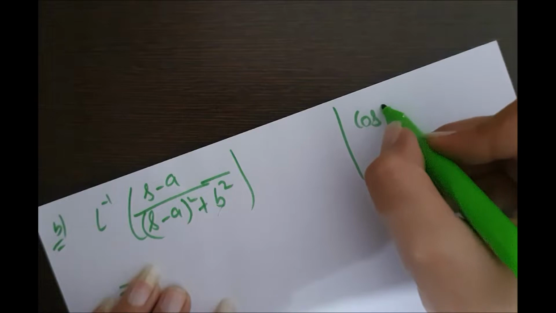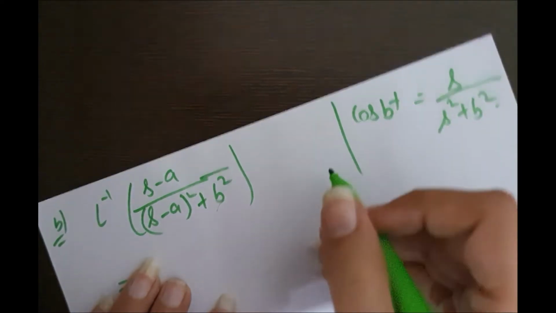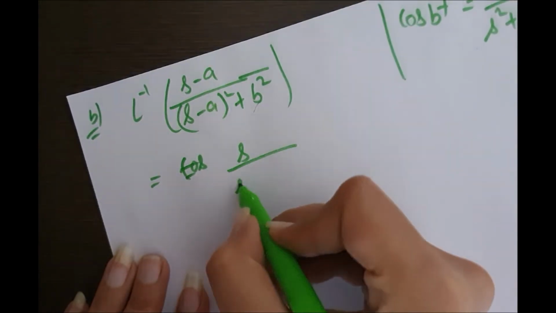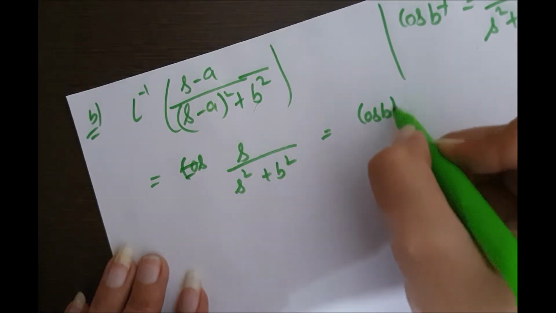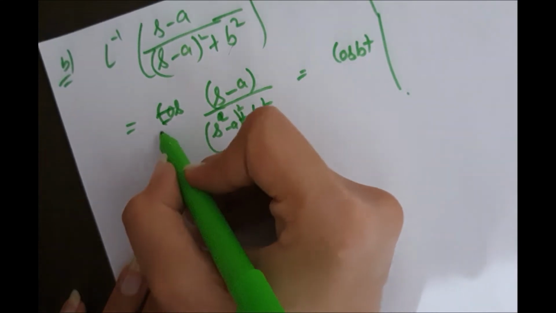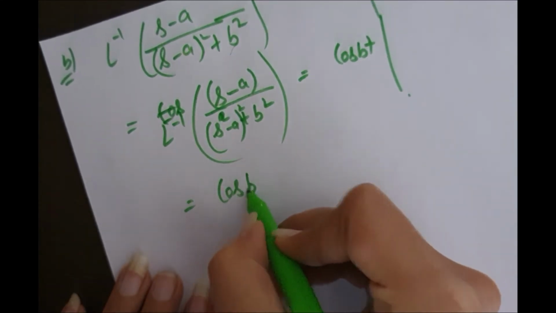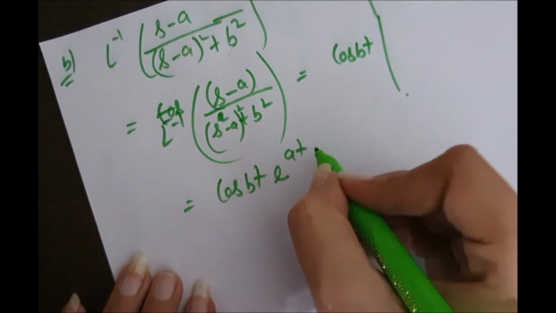Another example, here cos bt is s upon s square plus b square. So if we forget this part, then it will be s upon s square plus b square and it will be cos bt. Because of this a, the shifting property is applied here. So Laplace inverse of this will be cos bt, and due to this minus a, it will be exponential at.